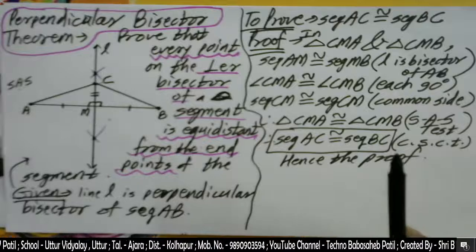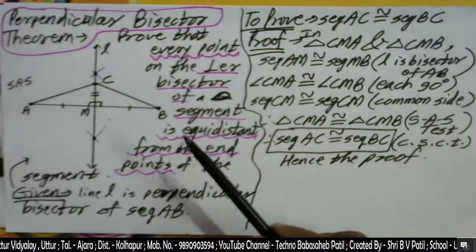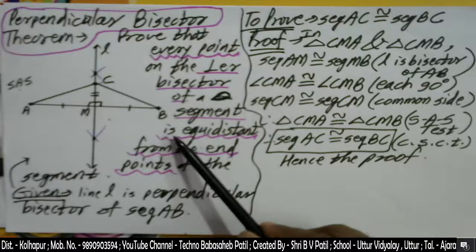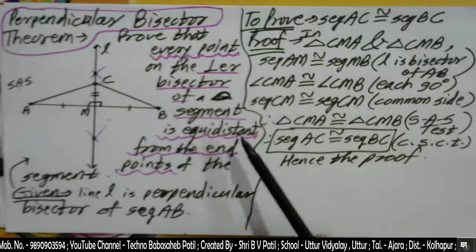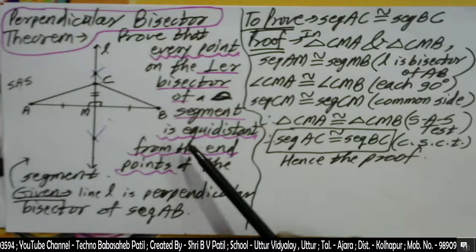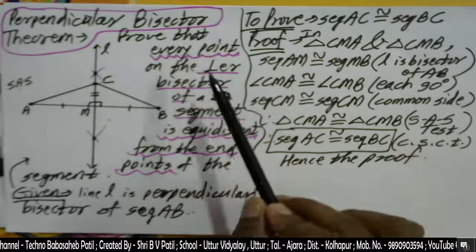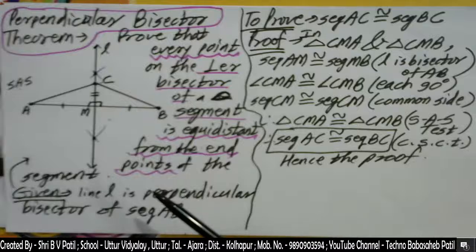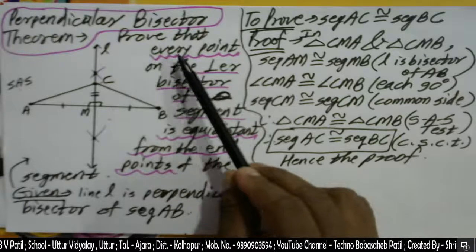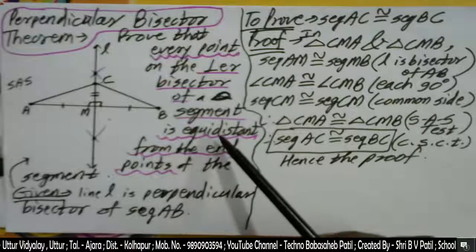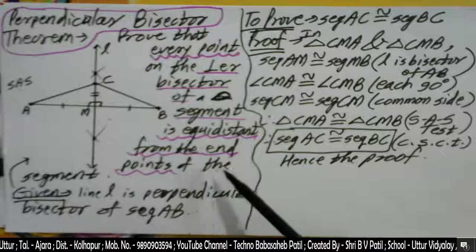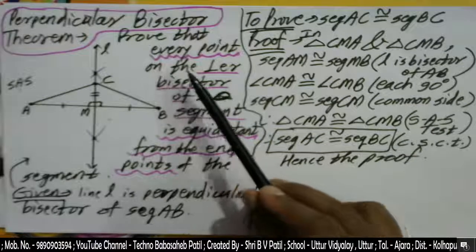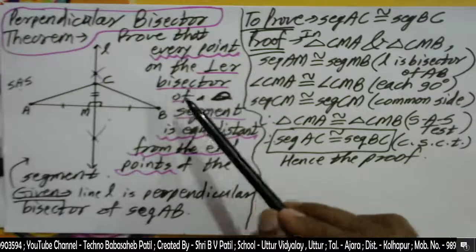What is the converse? Means we write the opposite statement. The part after "is", equidistant from end points, will come first, and every point on perpendicular bisector will come later. Means what we write here: any point equidistant from end points of a segment lies on the perpendicular bisector of segment.